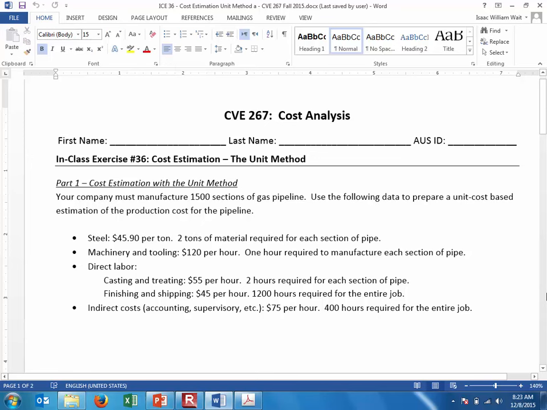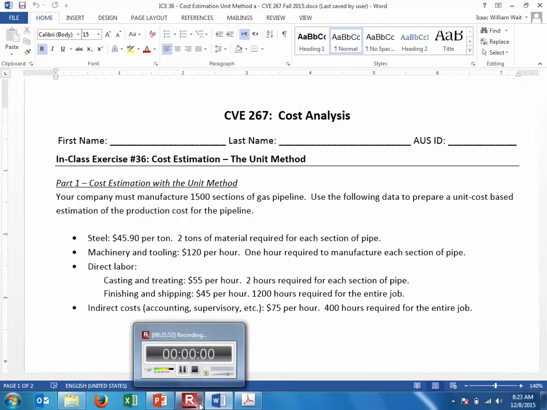Our company has to manufacture 1,500 sections of gas pipeline, and so we have the ingredients for whatever we have to do for this gas pipeline. It includes the steel, production costs, labor, and indirect costs. So let's estimate the cost of the 1,500 sections by using each of these components. All right, so go ahead and work with a partner on that one, and then we will pause to take a look at the solution.